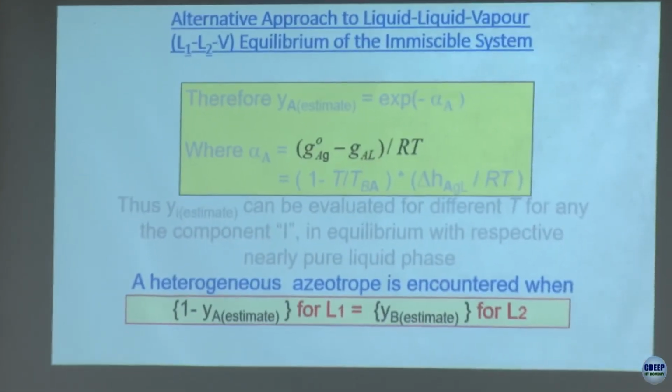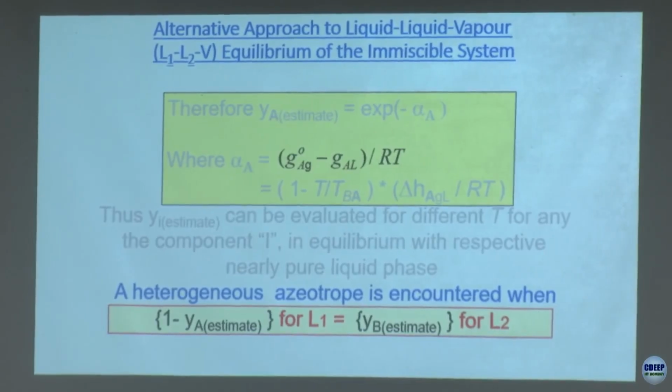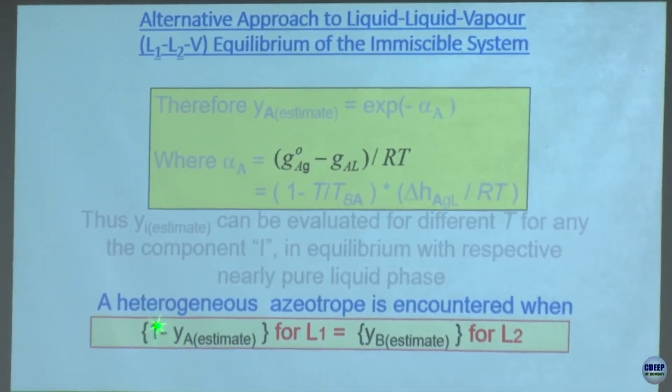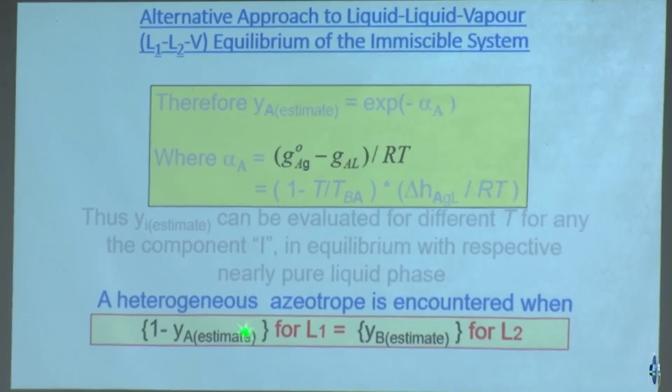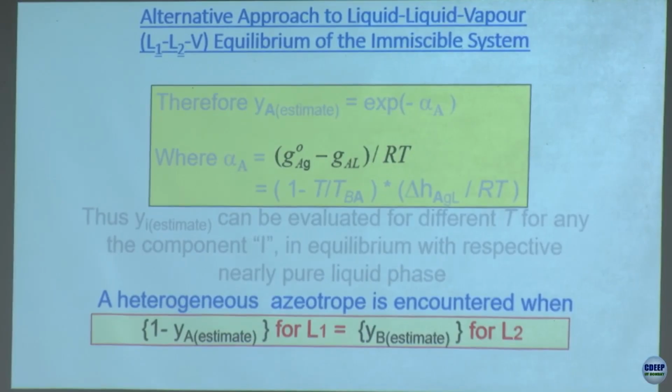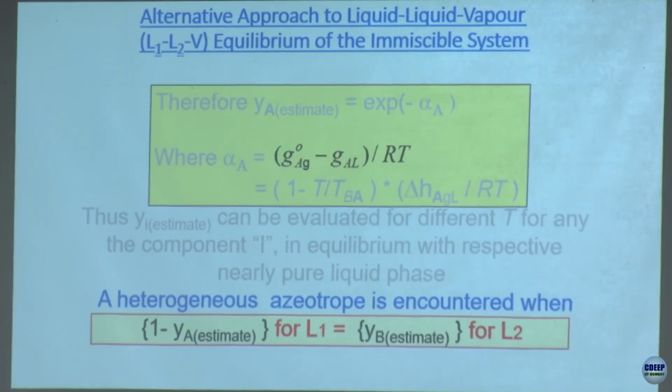So a heterogeneous azeotrope is encountered when you estimate the concentrations for L1 and L2 in terms of one particular component. Say for example, here 1 minus Ya is really Yb. So for L1, what is the Yb, and for L2, what is the Yb? When the two become equal, then you get the azeotropic composition, because the two curves intersect there. So this is what exactly is really shown here.